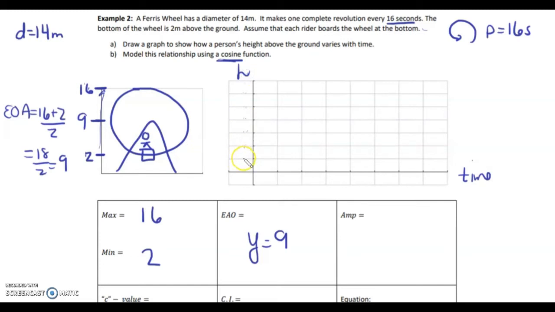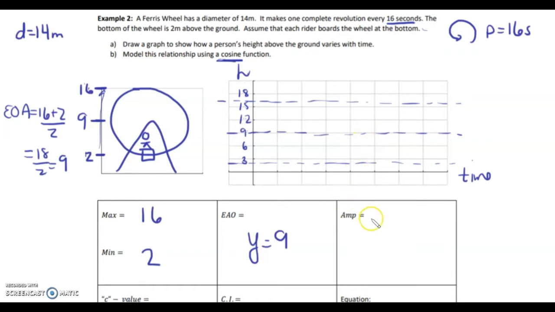Okay, I'm going to go by 3s: 3, 6, 9, 12, 15, 18. Let's go like that. Okay, 2 is going to be here. Oh, we don't have to label 2. 9 is going to be here, so that's our equation of axis. And then 16 is going to be just right here. So that's where all of our points are going to go.